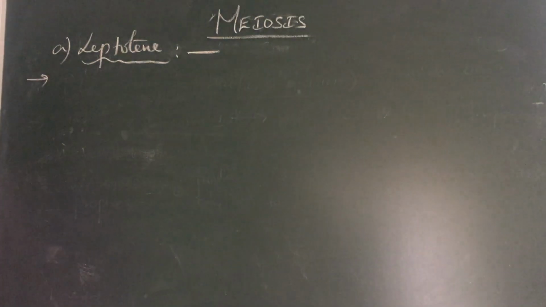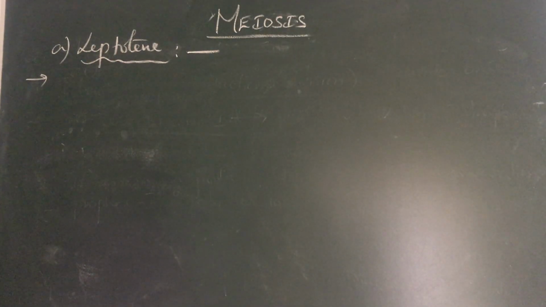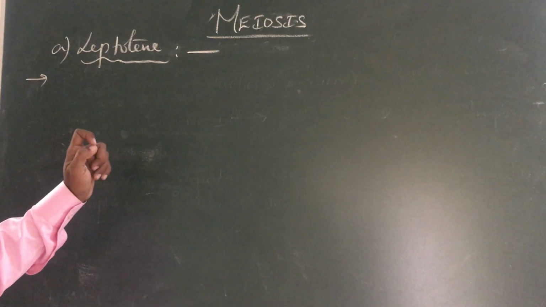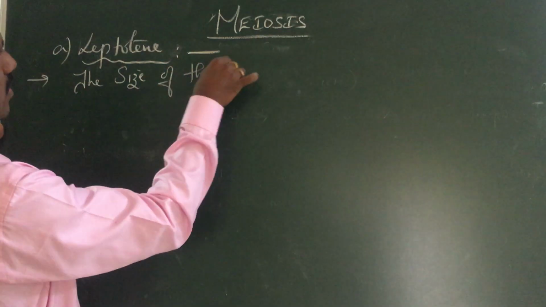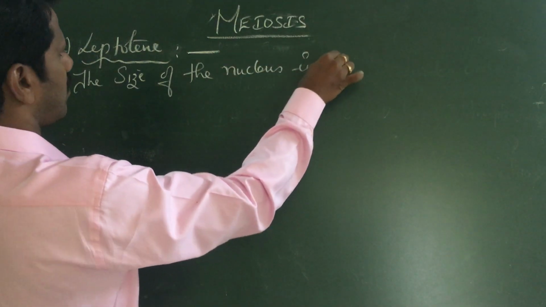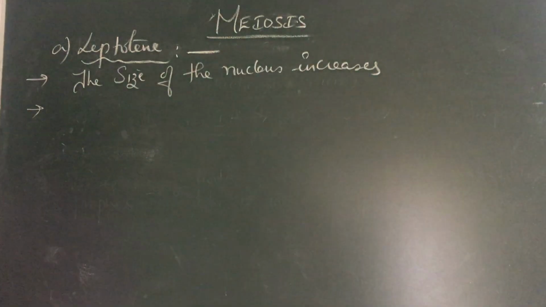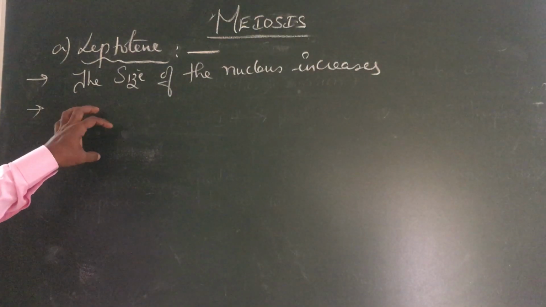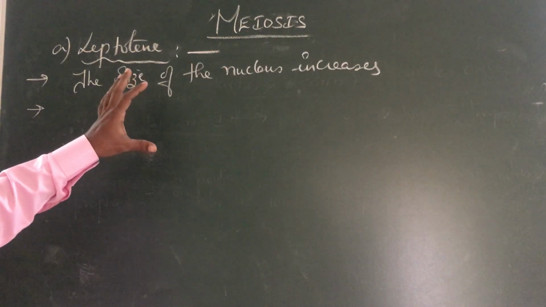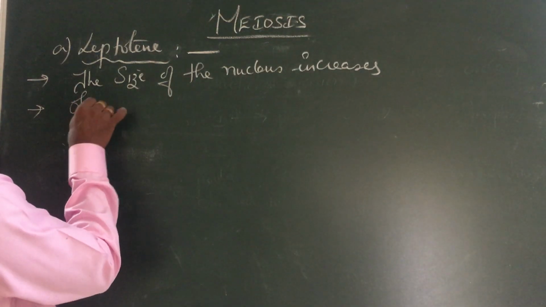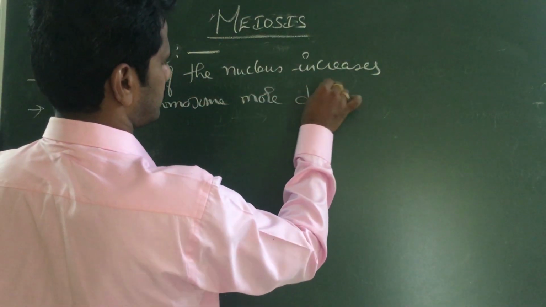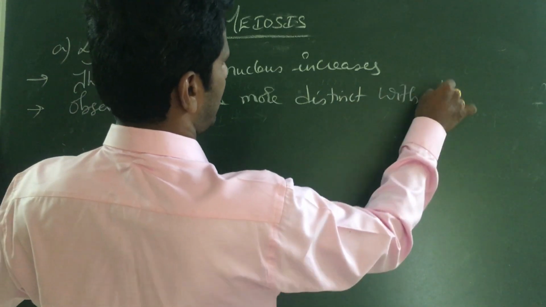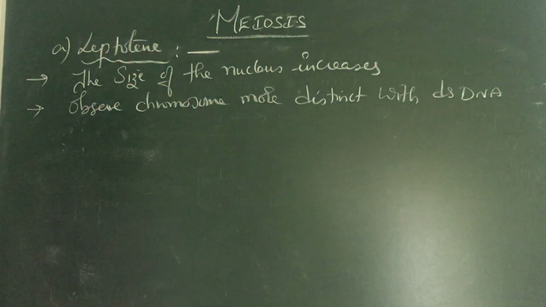Okay, right. So in prophase-I, leptotene. What are the changes that take place? The size of the nucleus increases in the leptotene. Chromosomes are more distinct, and we can observe them clearly with double-stranded DNA. DS stands for double-stranded DNA.